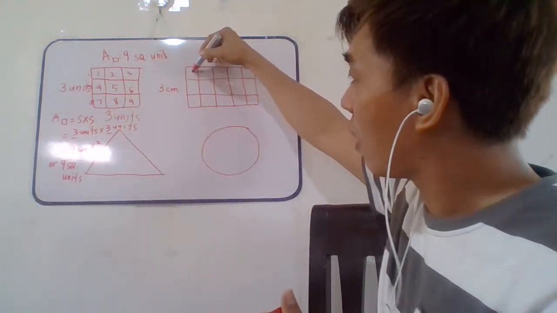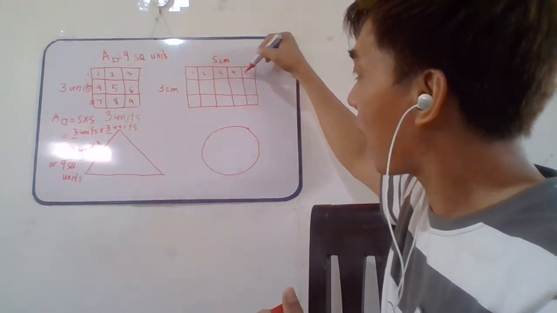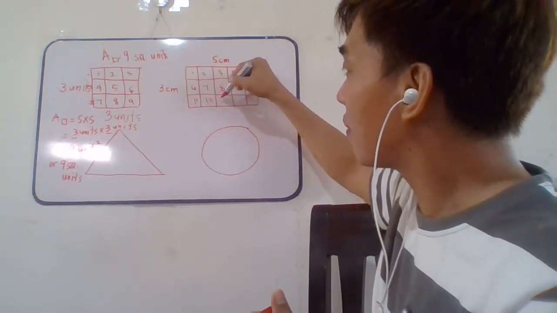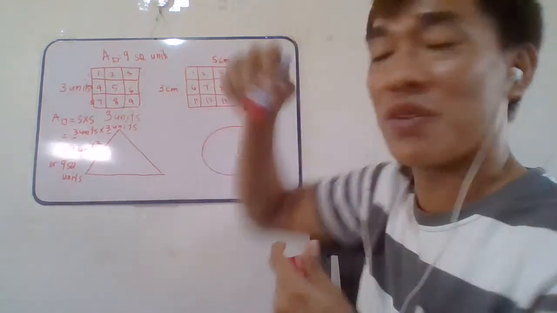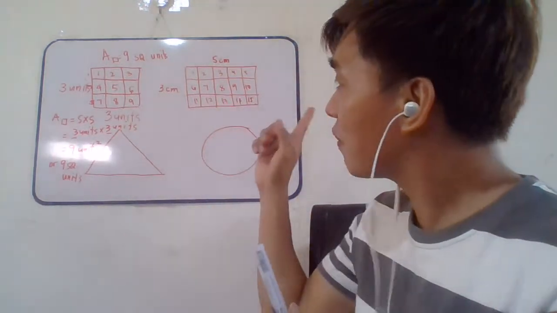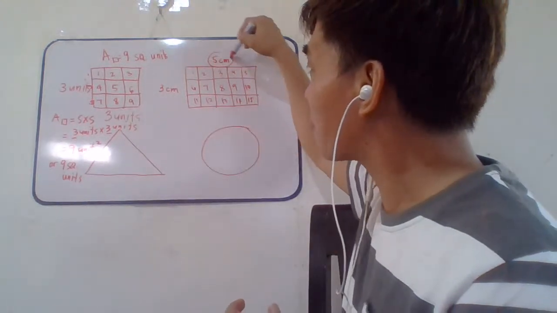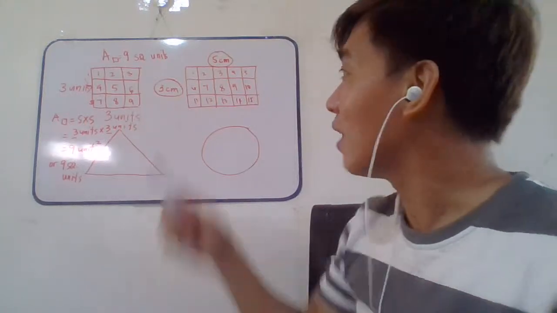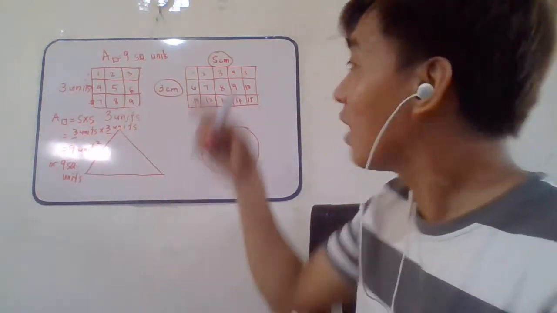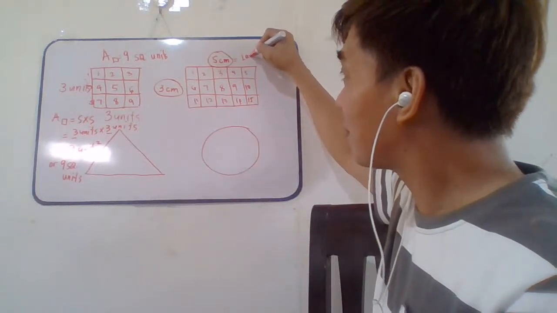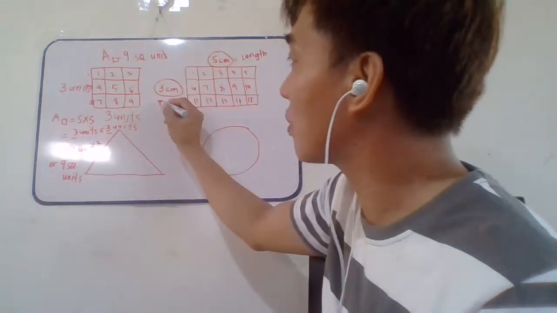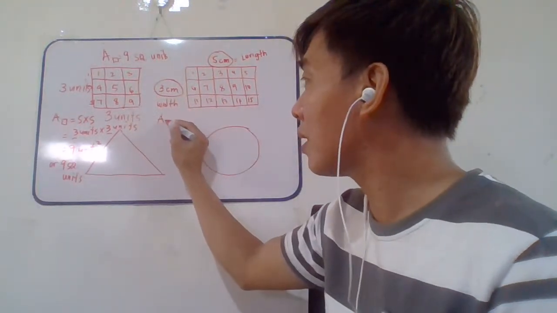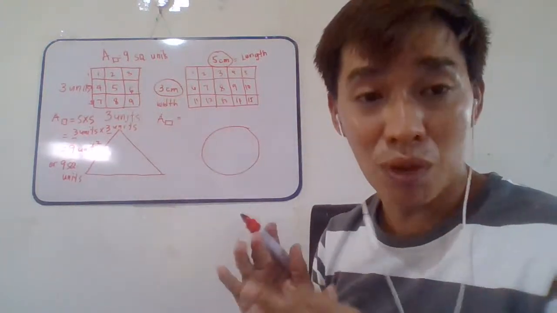So that is 1, 2, 3, 4, 5, 6, 7, 8, 9, 10, 11, 12, 13, 14, 15. So there are 15 square units. And that 15 square units is just the product of these two sides here, the longer side and the shorter side. The longer side is what we call the length, and the shorter side is what we call the width.